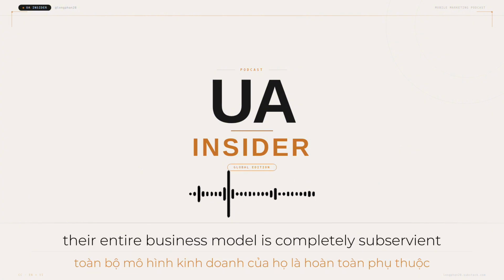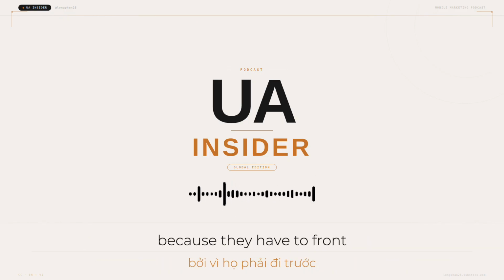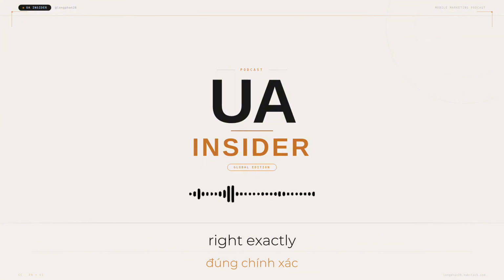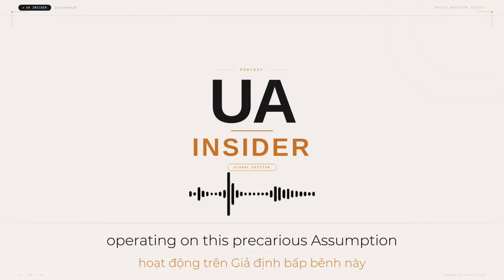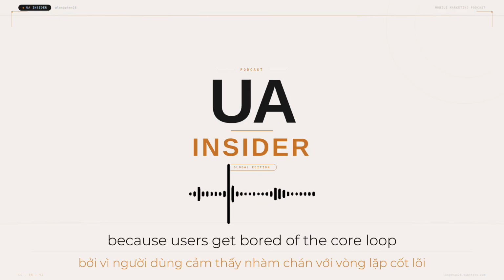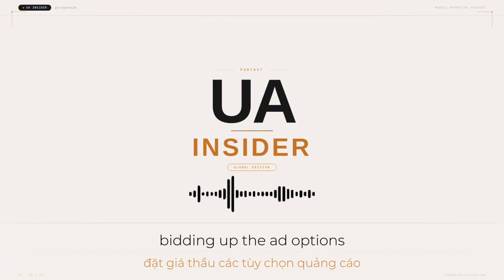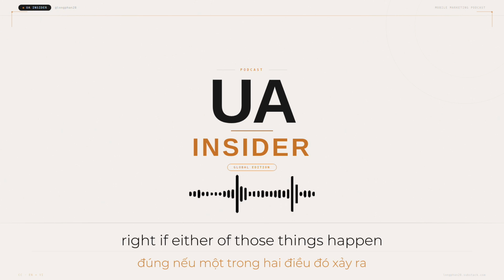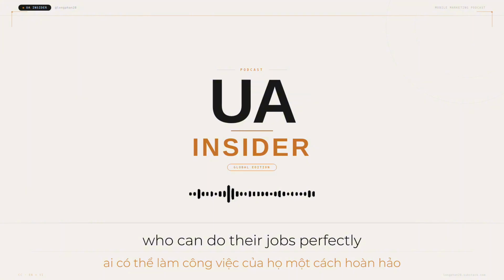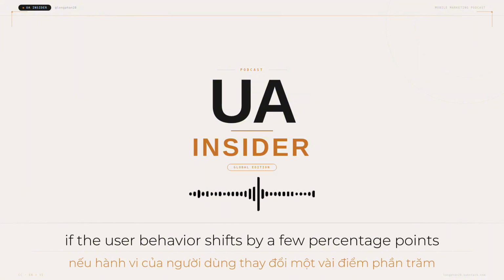Their entire business model is completely subservient to the brutal mathematics of user acquisition. Because they have to front massive amounts of working capital just to buy users through the ad networks, right? Exactly. Operating on this precarious assumption that their LTV models are accurate. If the LTV drops because users get bored of the core loop, or if the CAC spikes because a competitor starts aggressively bidding up the ad auctions. Right. If either of those things happen, the developer's margins just evaporate. They're the only players in the ecosystem who can do their jobs perfectly, build a flawless app, and still go bankrupt if the user behavior shifts by a few percentage points.